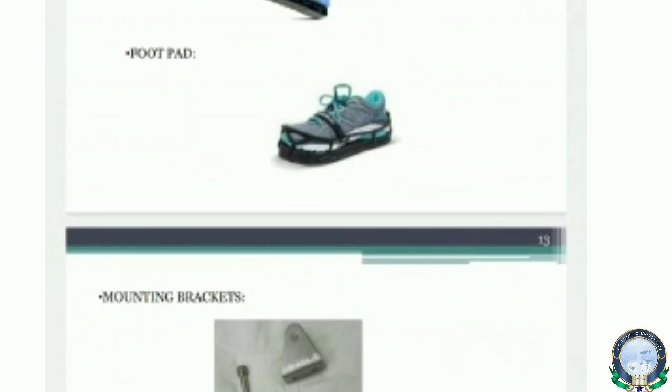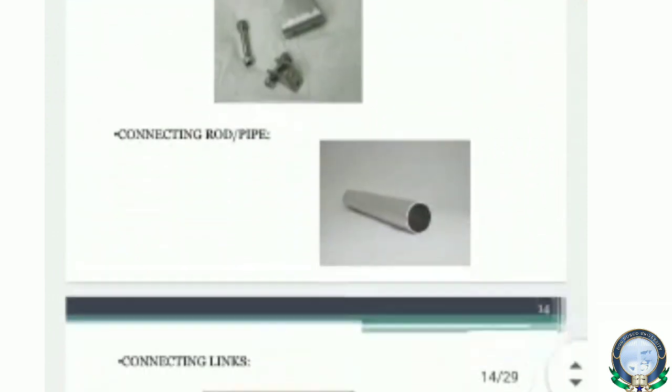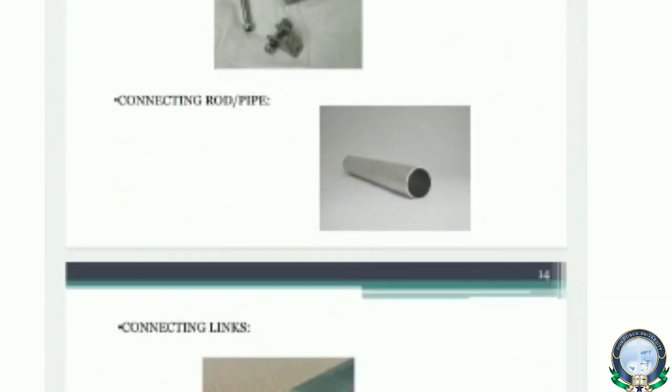Then we have footpad. It is the part of the exoskeleton which is attached to the frame with screw and clamps. It helps to adjust the height and size of the person to fit the exoskeleton. Then we have mounting brackets bolt. It is just like clamps which are used on both sides of an actuator. It helps the actuator to fit with the frame perfectly.